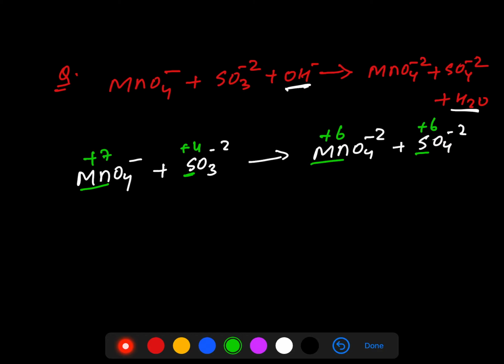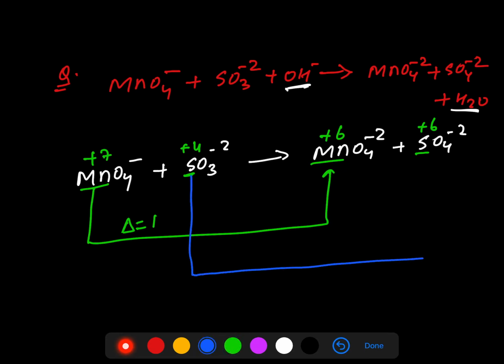Now balance the atoms undergoing change in oxidation number. Manganese is undergoing change, it's balanced. Sulfur is undergoing change, it's balanced. Now calculate the change per molecule. Each molecule has one manganese atom only, so per atom change and per molecule change will be the same. The change over here is by 1 unit, going from +7 to +6.